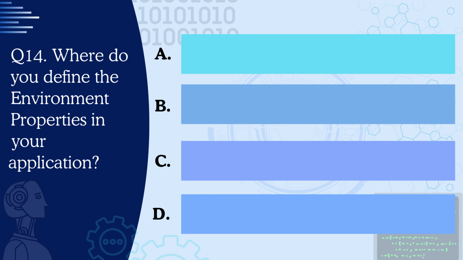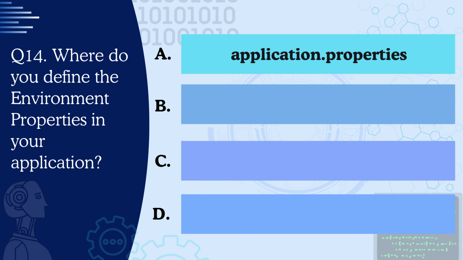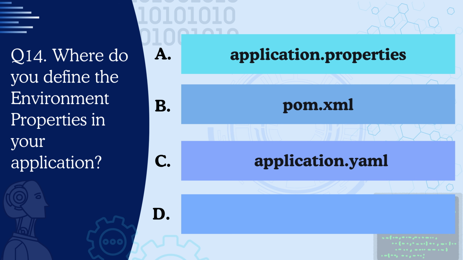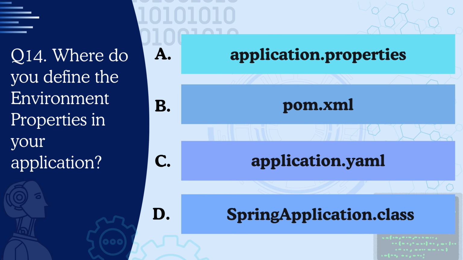Question 14. Where do you define the environment properties in your application? A. application.properties. B. pom.xml. C. application.yaml. Or D. SpringApplication.class. Now the correct answer is A and C. You can define environment properties in both these files.